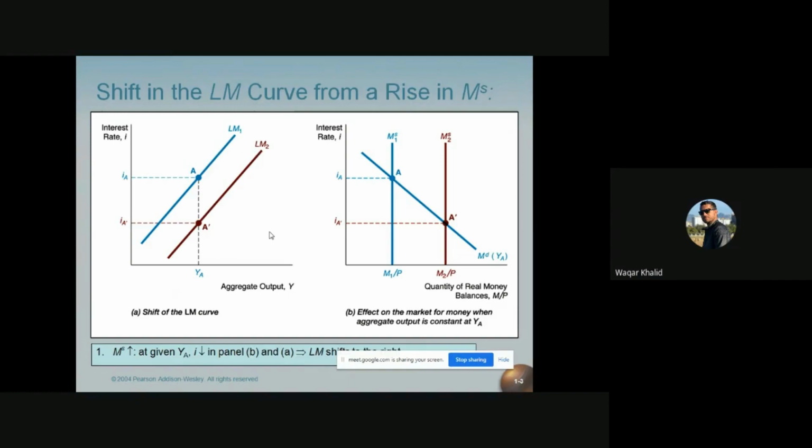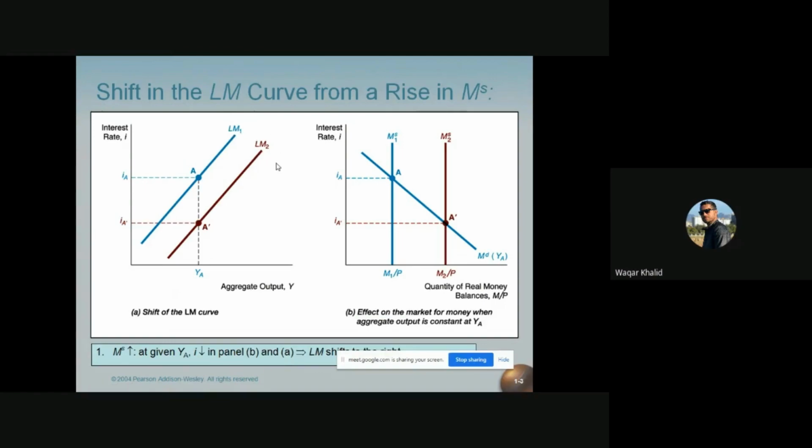Number one, changes in the money supply. If there is a change in the money supply, how will it shift the LM curve, and to which position? If there is an increase in the money supply, a rise in the money supply shifts the LM curve to the right. Look here, the LM curve shifts from LM1 to LM2.